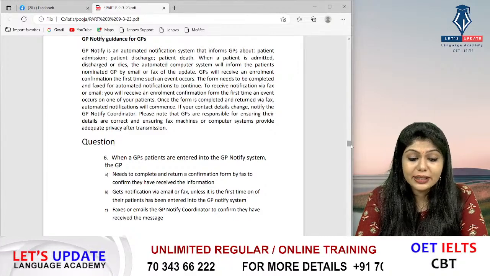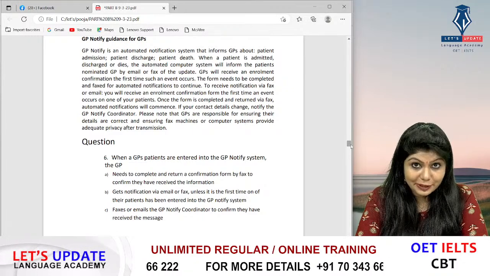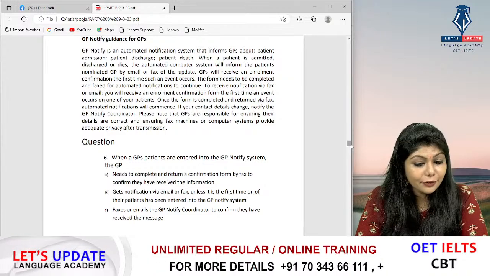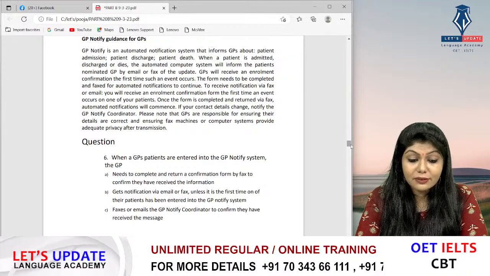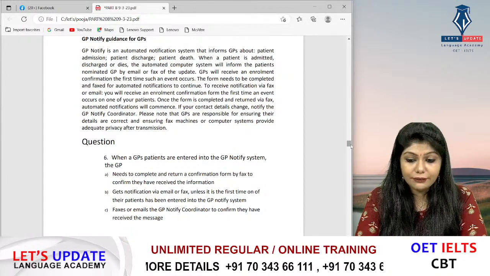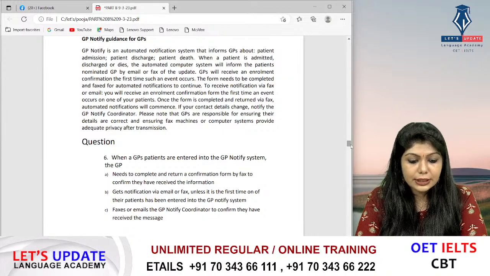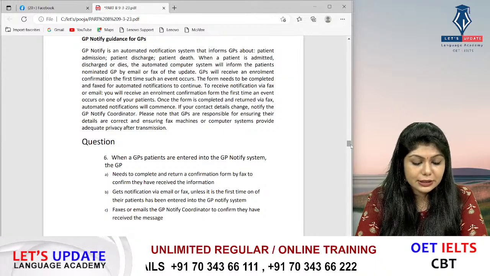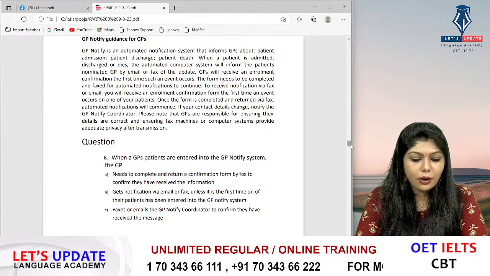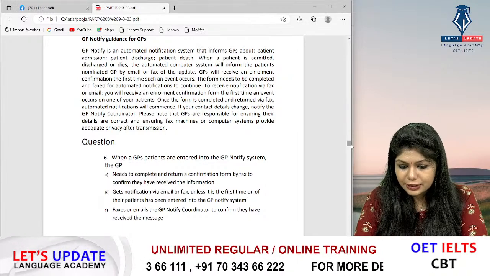So the question is, when a GP's patients are entered in the GP notify system, the GP, and the options are: A, needs to complete and return a confirmation form by fax to confirm they have received the information. B, gets notification via email or fax unless it is the first time the patients have been entered in the GP notify system. Option C, faxes or emails the GP notify coordinator to confirm they have received the message. So what do you think is the correct answer for this question?